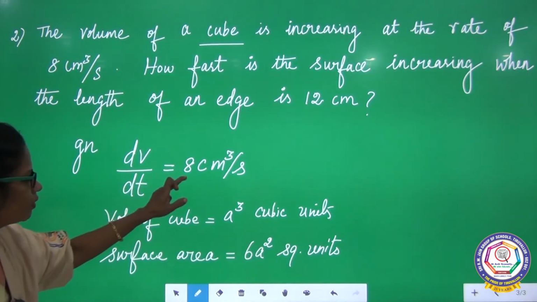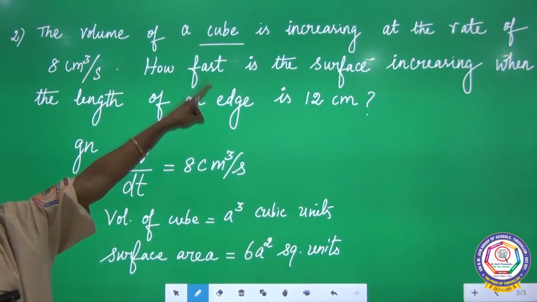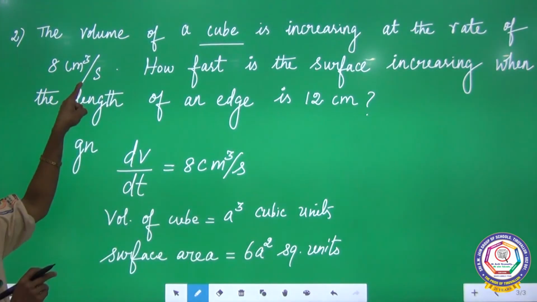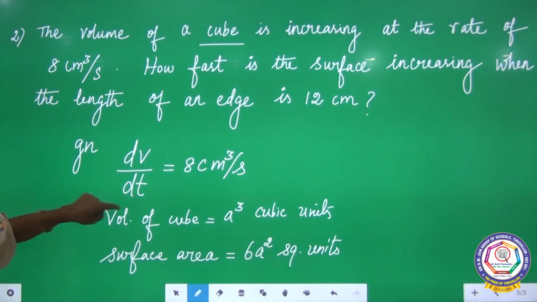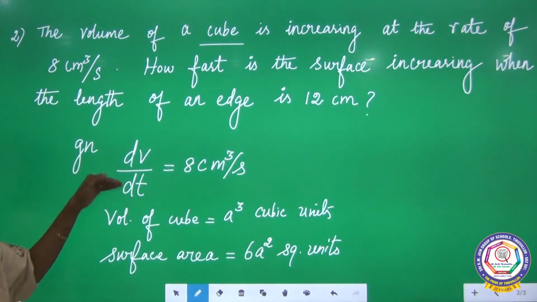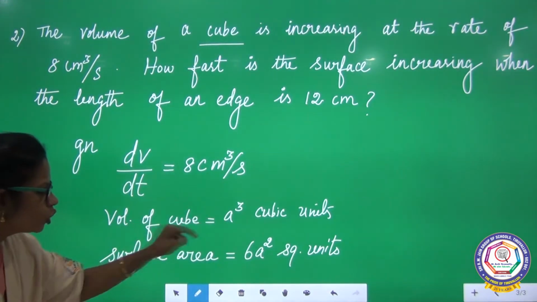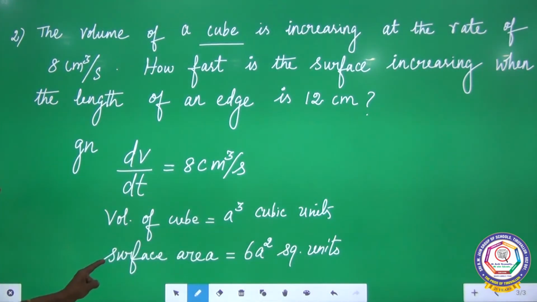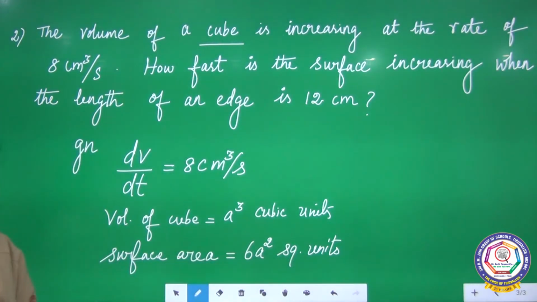dV by dt is given as 8 centimeter cube per second. Why did I write that? Because they said the volume of a cube is increasing at the rate of, which is nothing but the derivative with respect to time. Second is represented as time, so I use the letter t. dV by dt equal to 8 centimeter cube per second. Volume of a cube equal to a cube cubic units. Surface area equal to 6a square units.